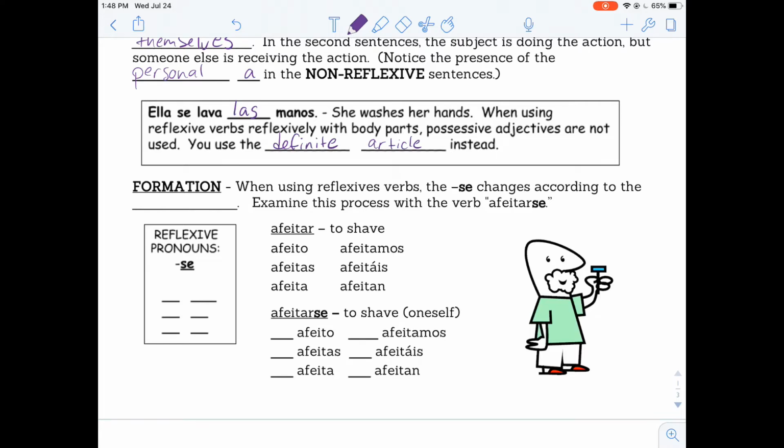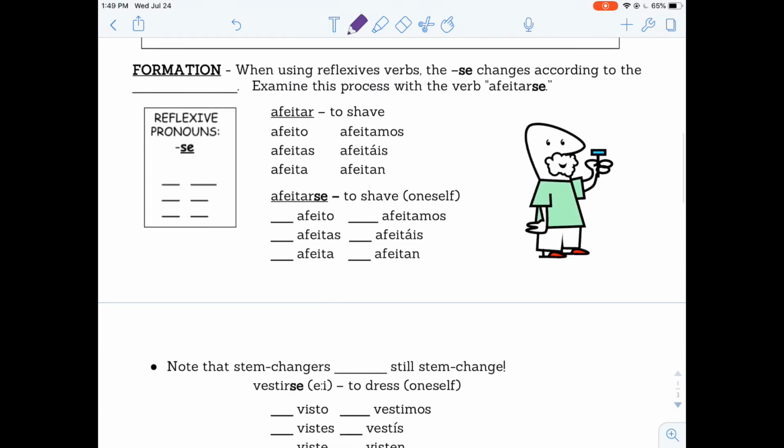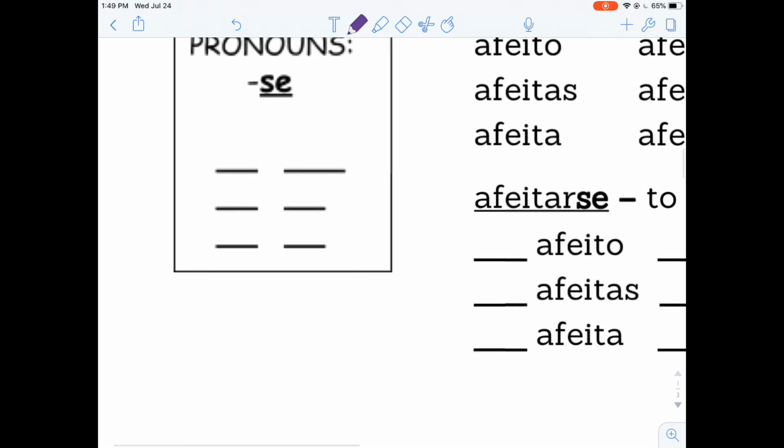Okay, so a bit about intro to reflexives there. We kind of compared them to non-reflexive sentences. Let's really look at how to form them now. So when we're using reflexive verbs, the se changes according to the subject. So whatever the subject is, that se will change with the reflexive pronouns. So let's look at our box here before we look at our verbs. So the reflexive pronouns, which at the end we see as se, there are 6.